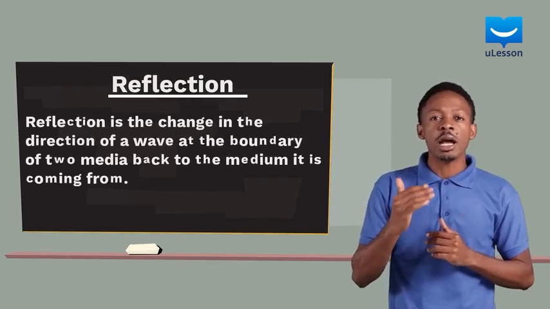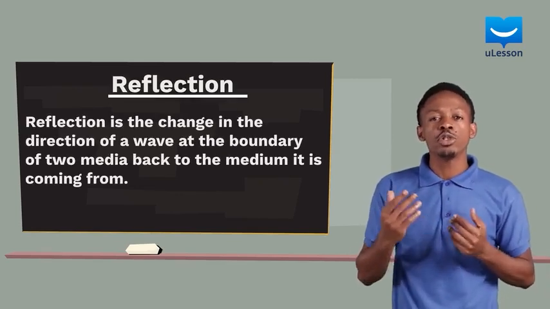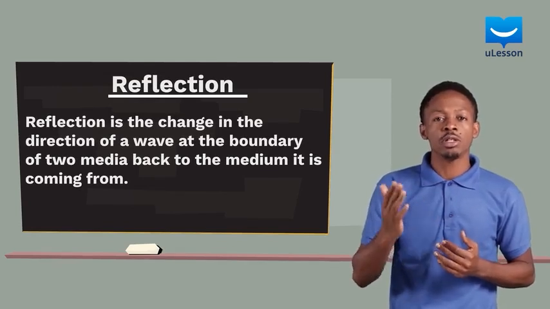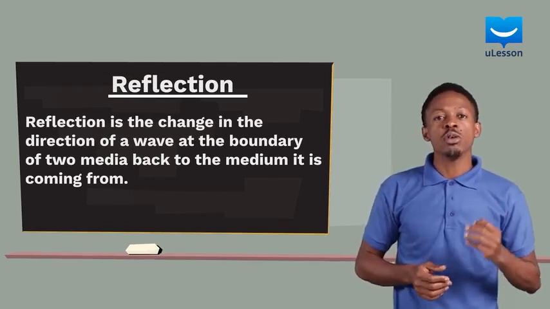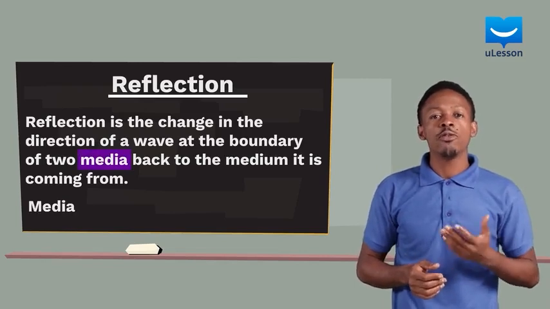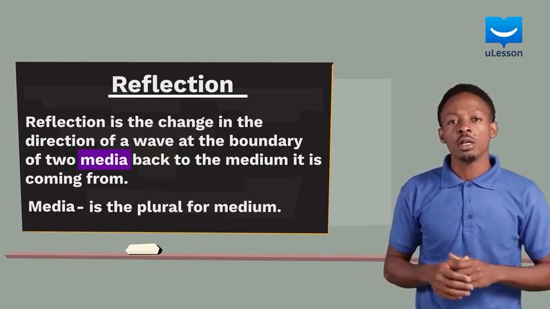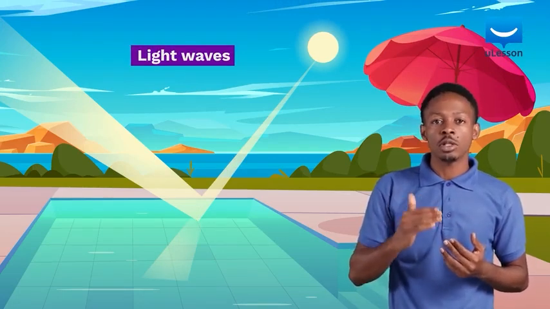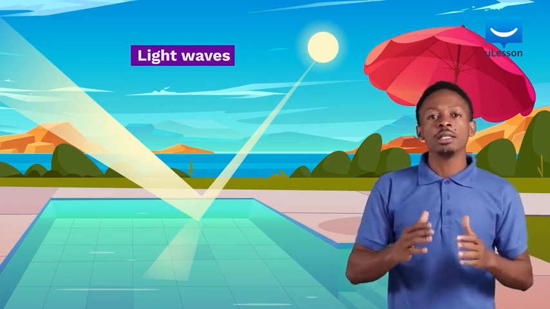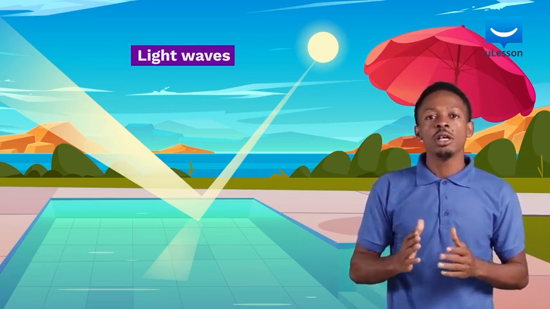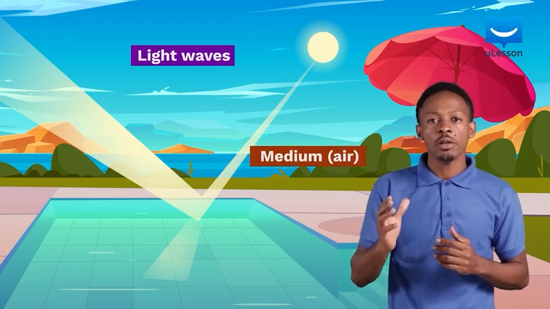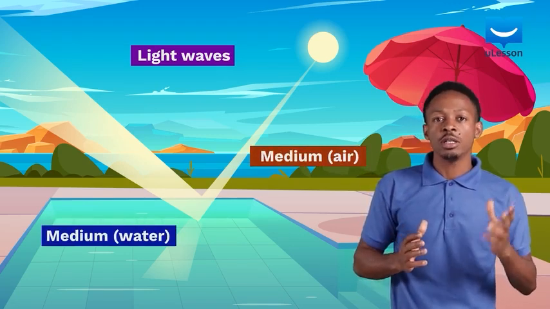Reflection is the change in the direction of a wave at the boundary of two media, back to the medium it is coming from. Note here that the word media is the plural for medium. For instance, when light waves from the sun travel to the earth and are incident on the surface of a pool of water, some of these light waves will change their direction at the surface of the water, while some will pass through the surface. Note here that as the light waves travel to the water surface, they were first traveling in a medium called air, then water, on the other hand, is a different medium.